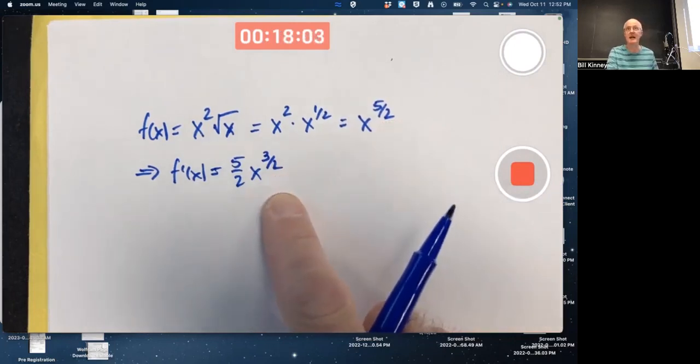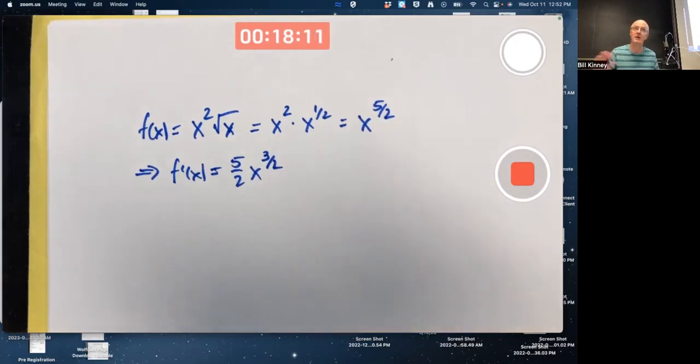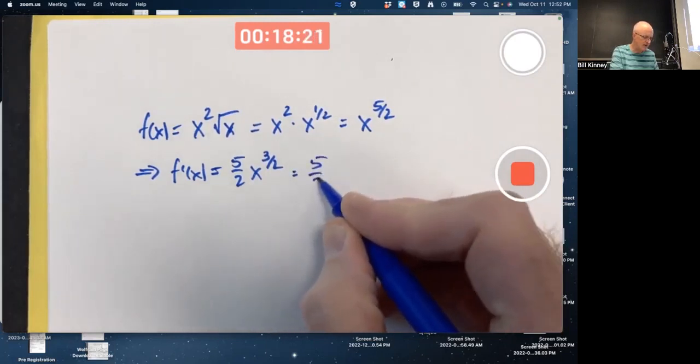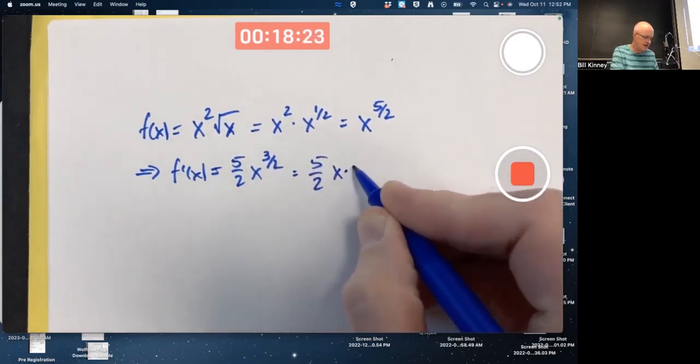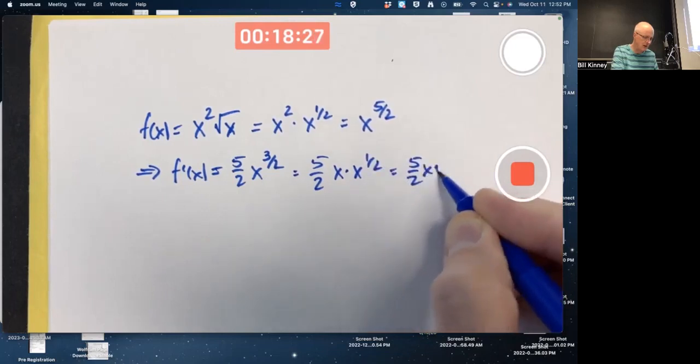Yes, you could write these as decimals if you like, but I really think you should get practice with fractions. And again, if you're in this class and you feel like you don't like fractions, you always had trouble, you're not alone, but it is worth trying to improve on. That also could be written as 5/2 times x to the 1/2. In other words, 5/2 x times the square root of x.